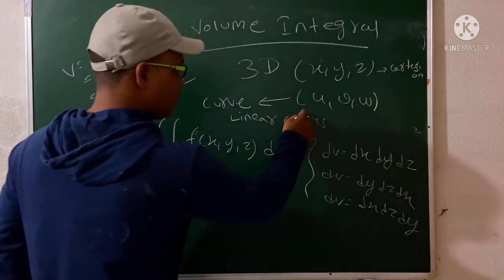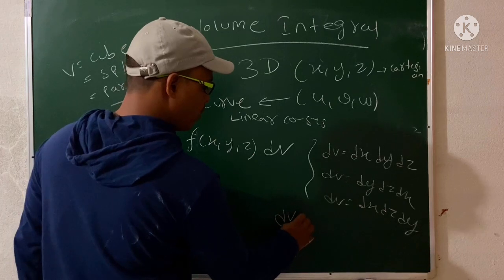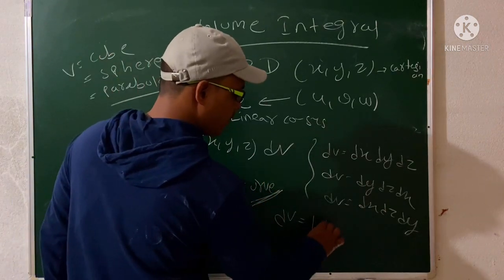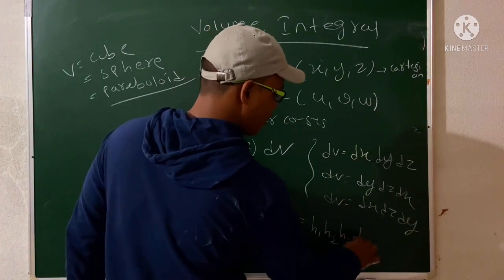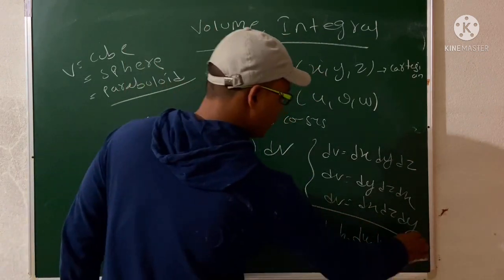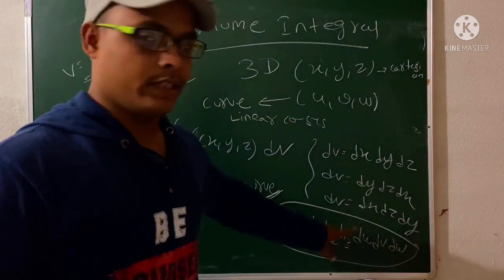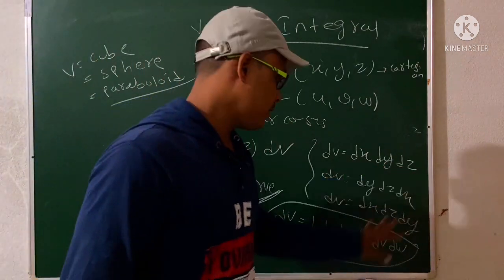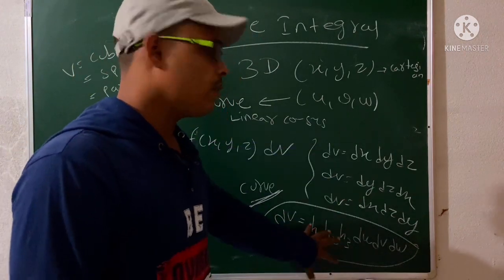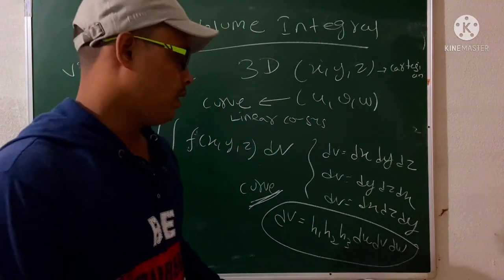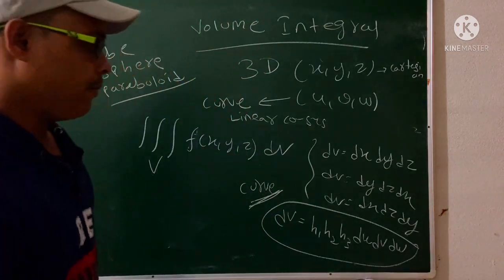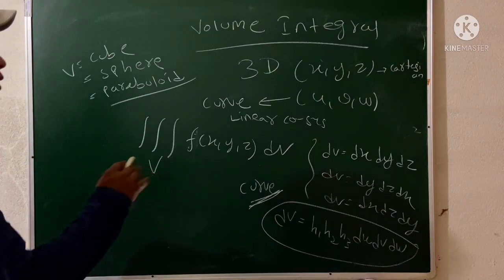And in the polar form, what is the curvilinear coordinate system? In the curvilinear coordinate system, your dV will be h1 h2 h3 du dv dw. So this is the dV. Both are the same: dx dy dz and h1 h2 h3 du dv dw. But one is in the Cartesian coordinate system and the other is in the curvilinear coordinate system. h1, h2, h3 are the scale factors, and u, v, w are the parameters of the coordinate system. Okay, so this is the volume integral.